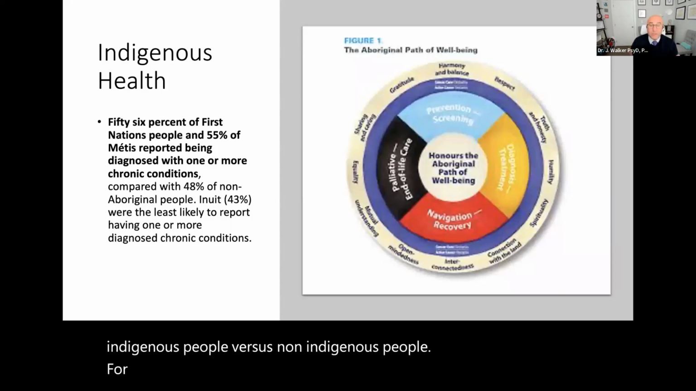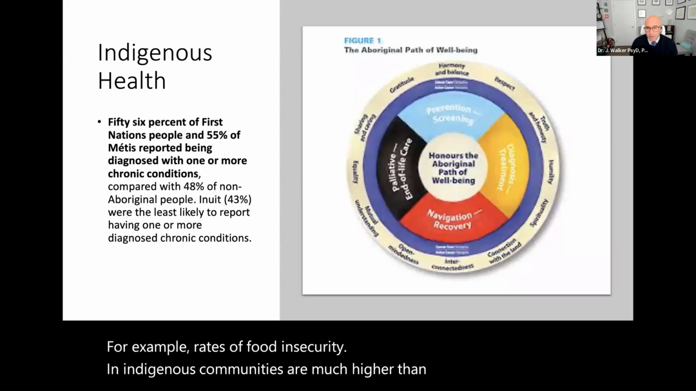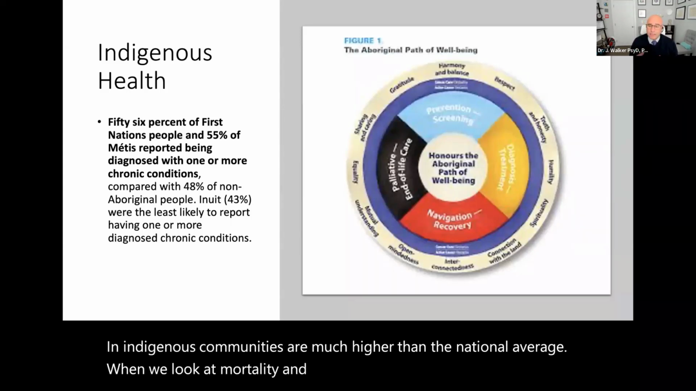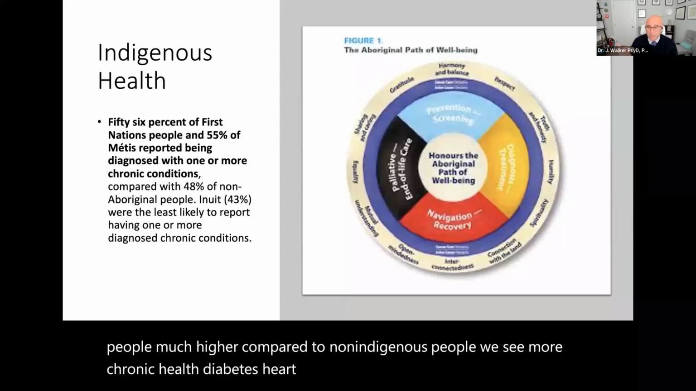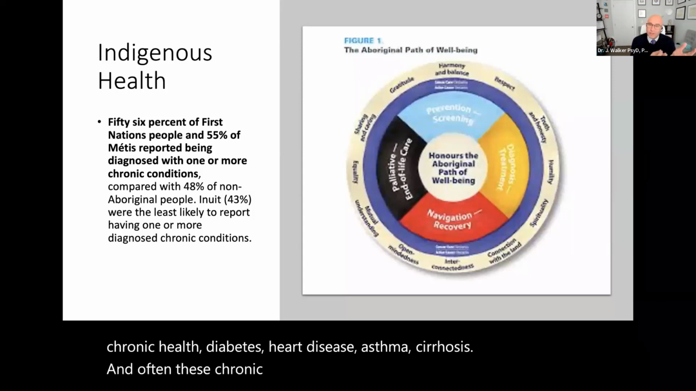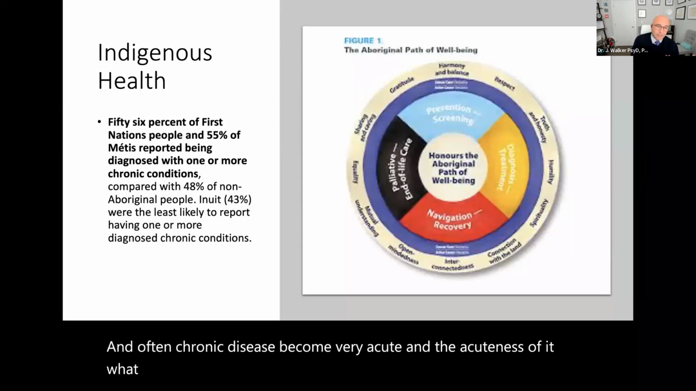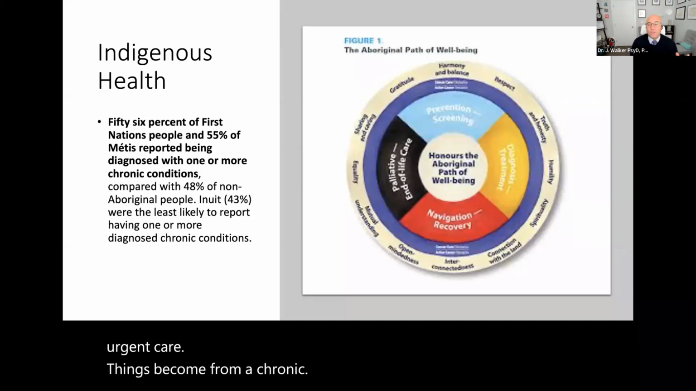For example, rates of food insecurity in Indigenous communities are much higher than the national average. When we look at mortality and morbidity, again, amongst Indigenous people, much higher compared to non-Indigenous people. We see more chronic health conditions: diabetes, heart disease, asthma, cirrhosis. And often these chronic diseases become very acute. What research shows us is that due to the inability at times to access urgent care, things go from chronic back to acute.